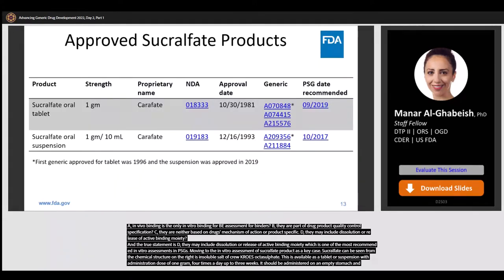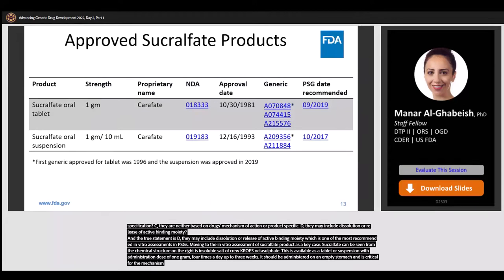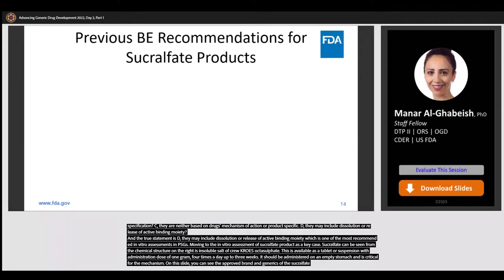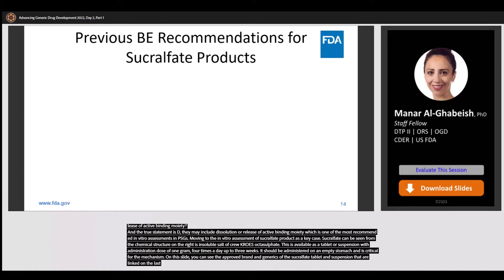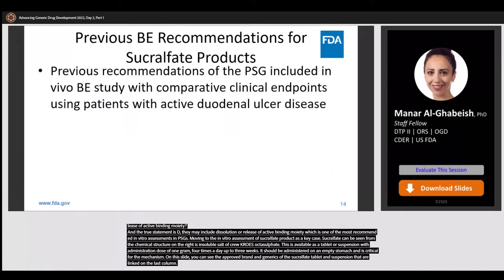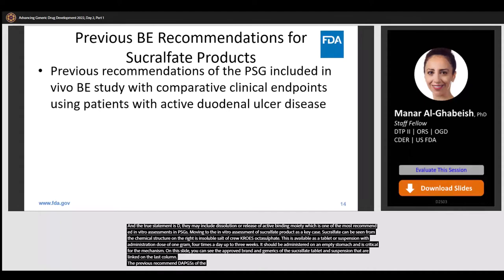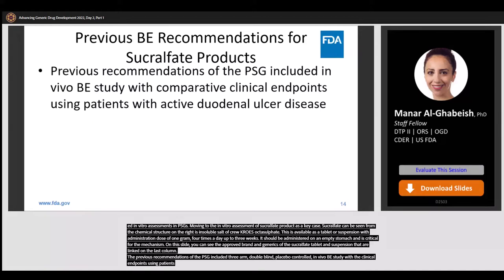On this slide, you can find the approved brand and generics of sucralfate tablet and suspension, and the PSG of both products are linked on the last column. The previous recommendations of the PSGs of sucralfate included a 3-arm double-blind placebo-controlled in vivo BE study with clinical endpoints using patients with active duodenal ulcer disease verified by endoscopy and are H. pylori negative.